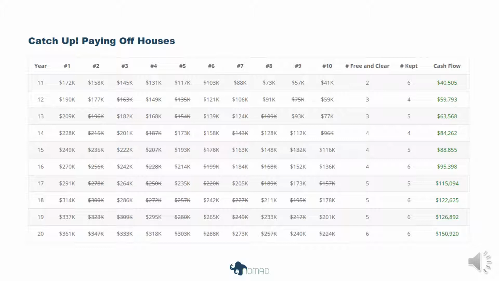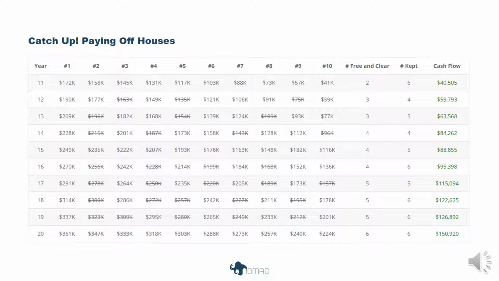In year 20, I'll go through it again just to walk you through. Going down to the very bottom line of this particular table, you have one property. The first property you own has $361,000 in equity. You're going to sell that one off and pay off the small mortgages on number 2 and number 3. You're going to sell off property number 4, and pay off the mortgages on number 5 and number 6. You're going to sell off number 7 and pay off the mortgage on number 8. You're going to sell off number 9, and pay off the mortgage on number 10.